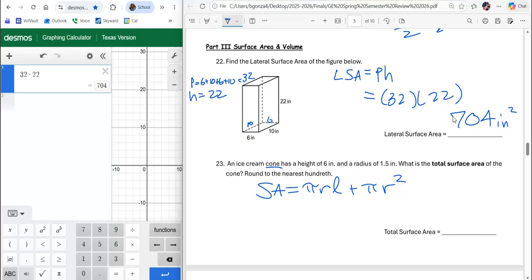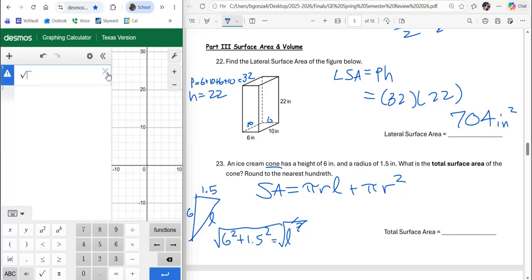Now, we have a height and a radius. The height is 6. The radius is 1.5. You cannot do this without finding this L, the slant height. So 6 squared plus 1.5 squared equals L squared, and you're going to end up square rooting it, so you might as well just square root that. It's about 6.2.